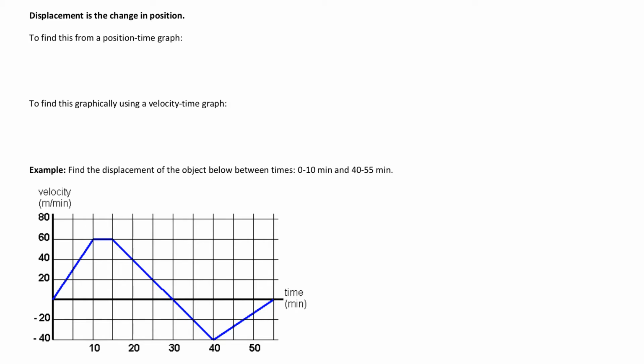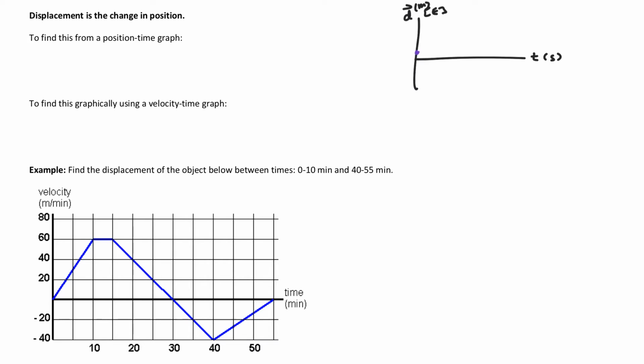Now let's discuss displacement. So displacement is a change in position, and to find this from a position time graph, so if I have a position time graph, this is position. Let's say it's got a unit and a direction. Let's say it's east, and let's say time's got seconds, and let's say this is meters for sake of completion.